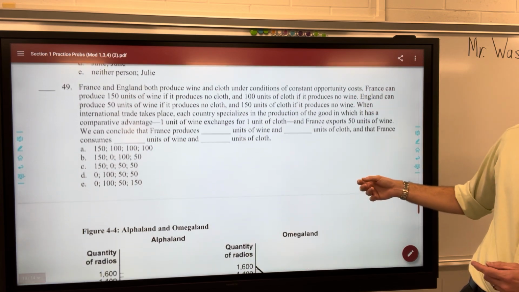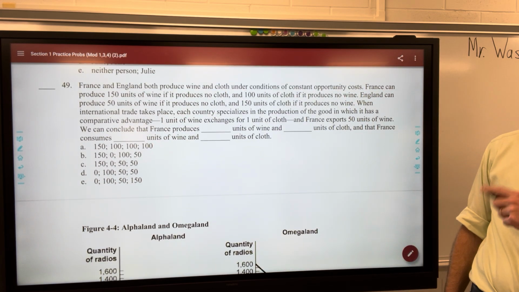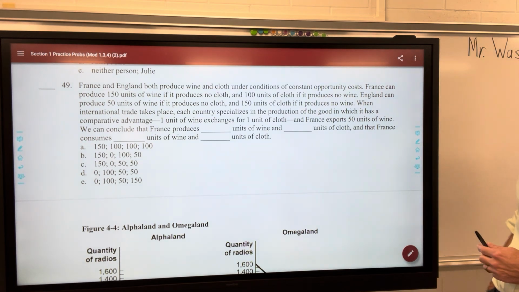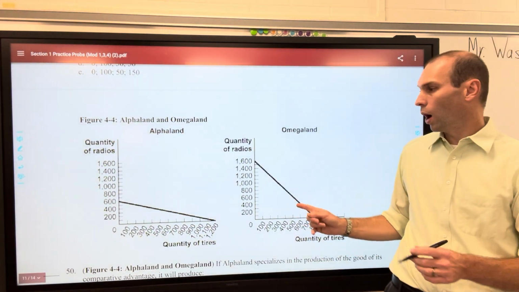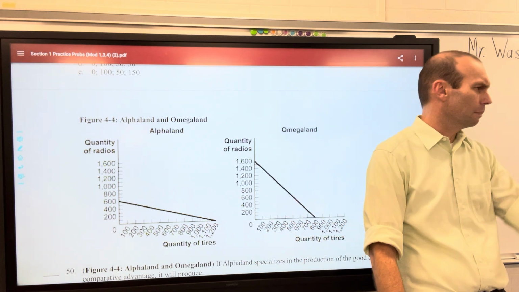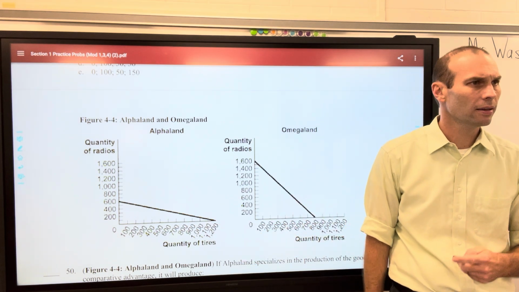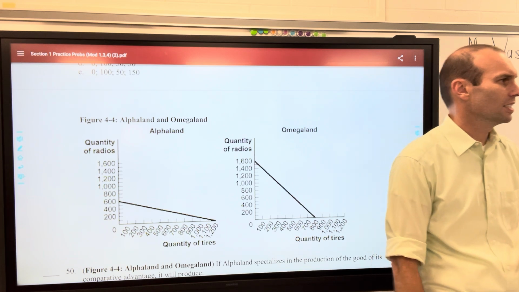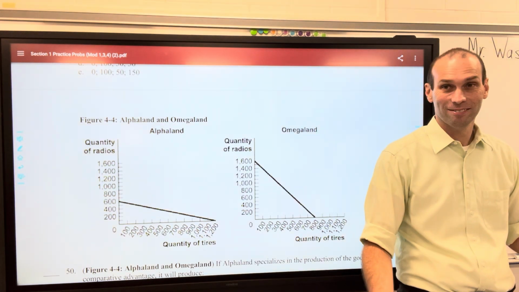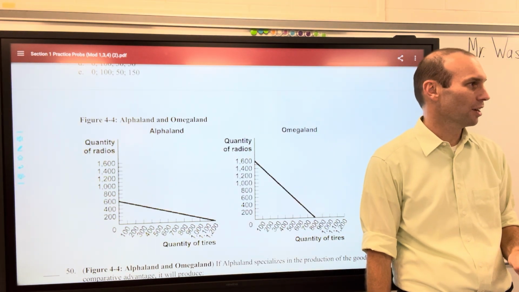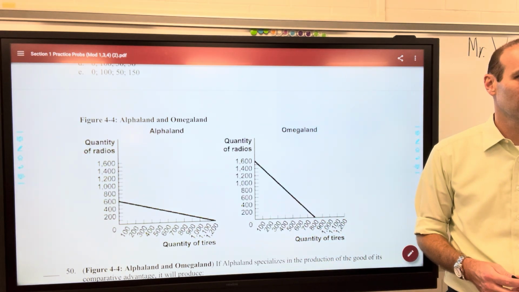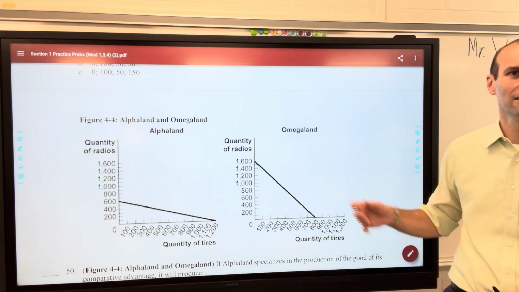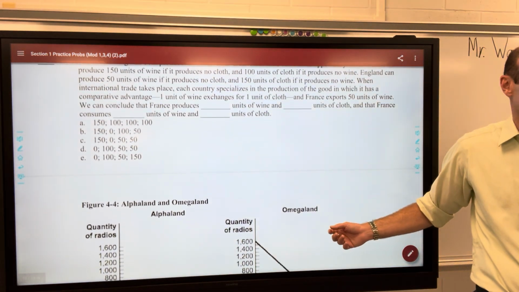All right, France and England both produce wine and cloth under conditions of constant opportunity cost. That means it has PPFs that are straight lines. Do you guys know why we use straight lines for all these and not bowed out curves like a real one would be? Makes the math easy. That's it. Will we ever have bowed out curves with comparative and absolute advantage? Why? It will require calculus. Straight lines, there we go.